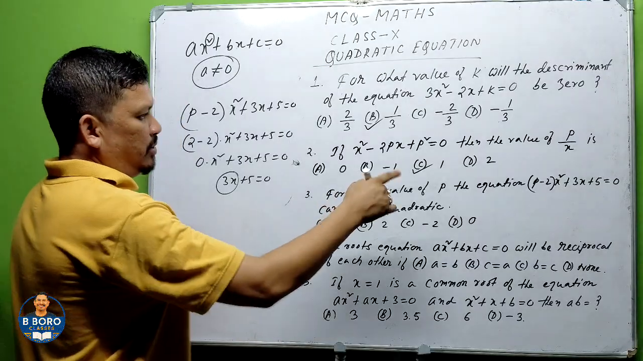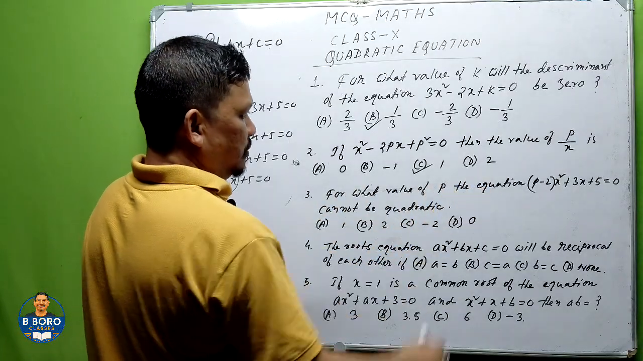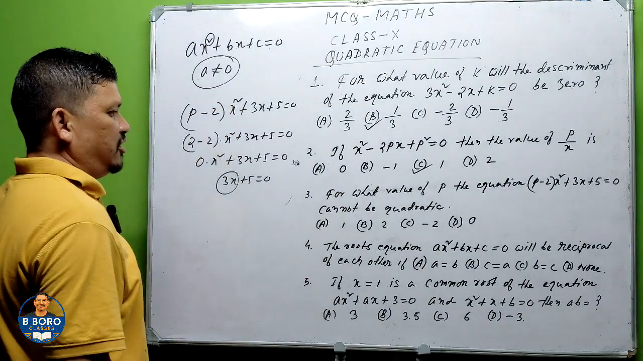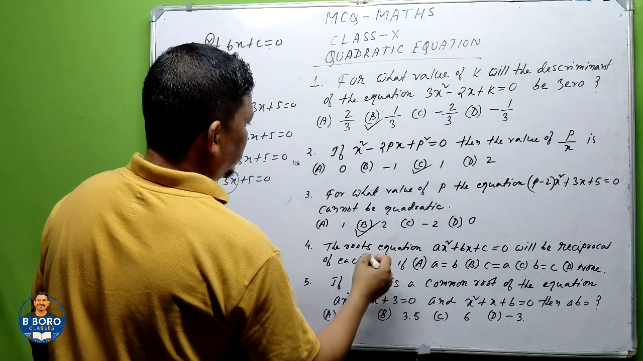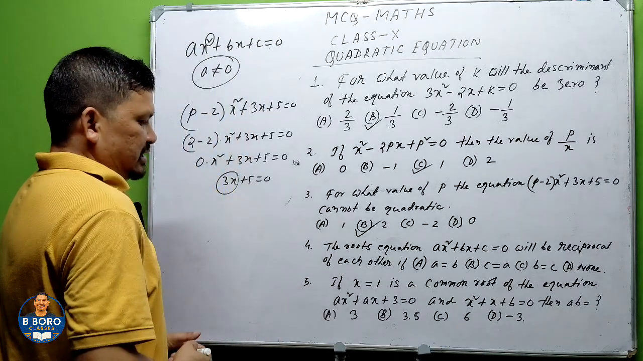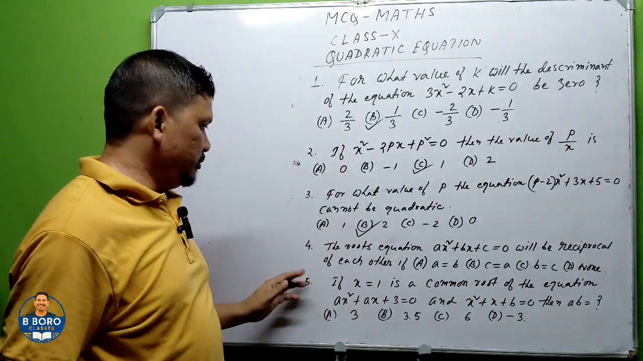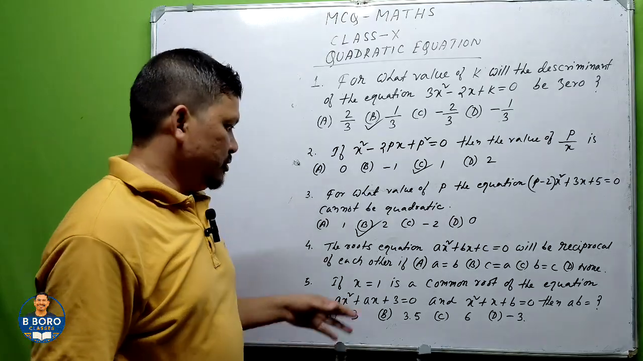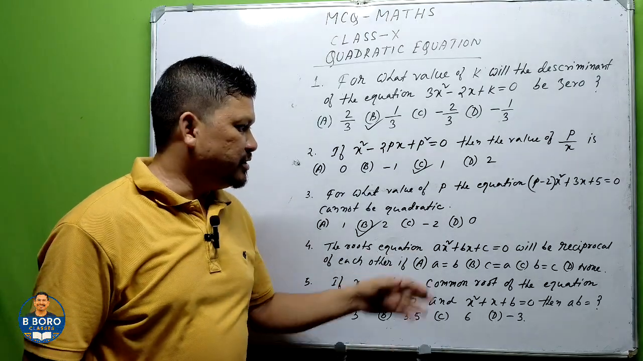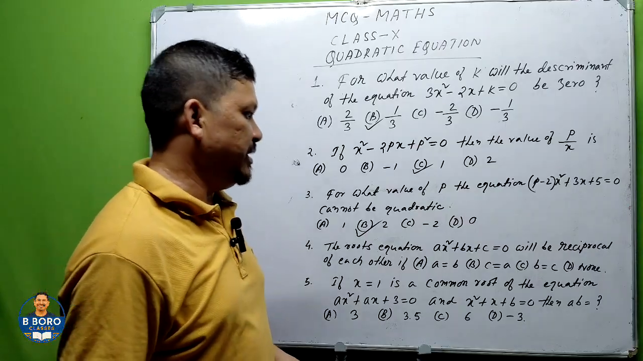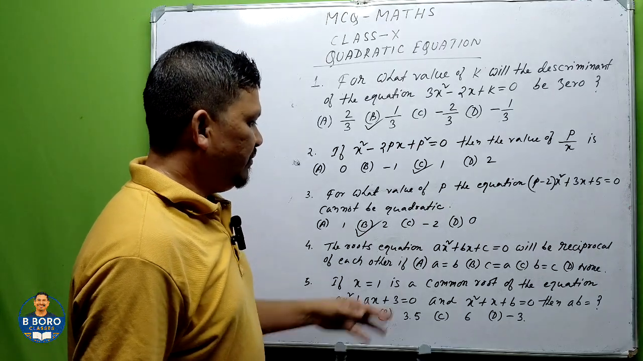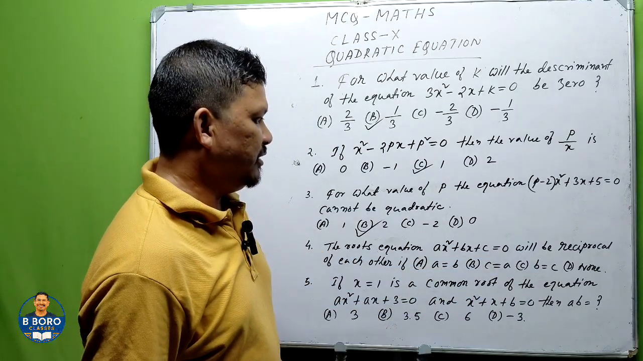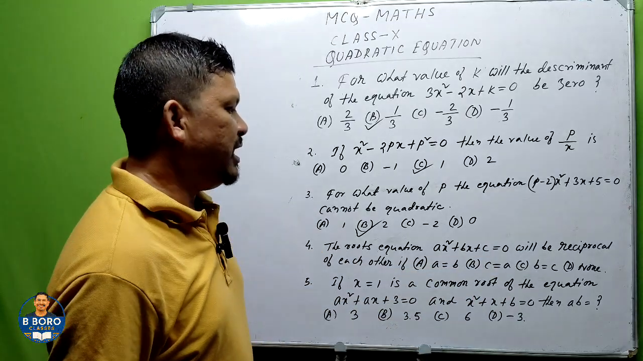So our condition: for what value of p the equation p minus 2 x square plus 3x plus 5 equal to 0 cannot be quadratic. It is not a quadratic equation if p equal to 2. That means option B, 2, is the correct option. So proceed to the next question. Question number 4 is also one of the very important questions. The roots of the equation ax square plus bx plus c equal to 0 will be reciprocal of each other if option A a equal to b, option B c equal to a, option C b equal to c, and option D none of the above.